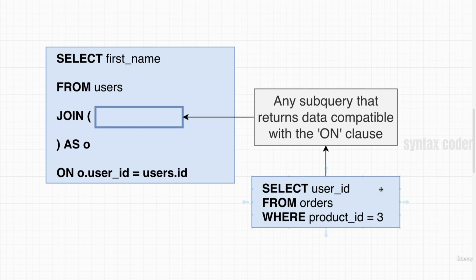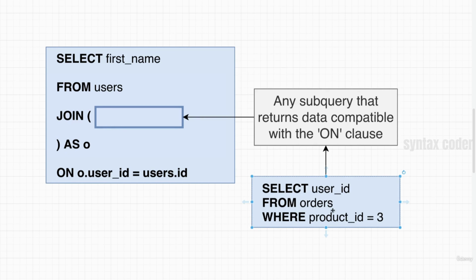Okay, so enough of that. So the rules here are that we can put in any subquery into a join clause right there, as long as that subquery returns some data that is compatible with the on clause. So the actual joining expression right there. Let's take a look at an example of this.